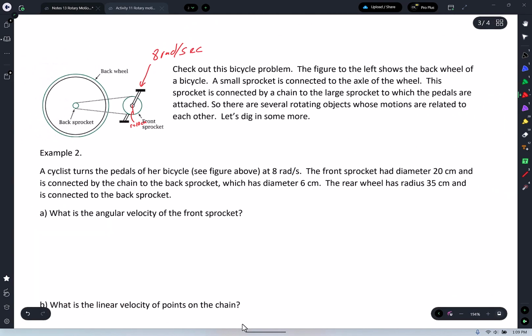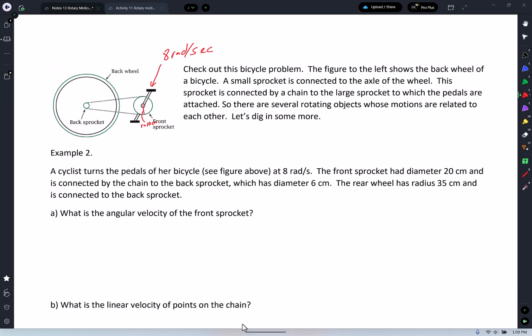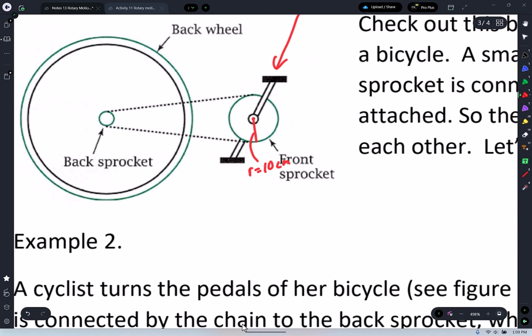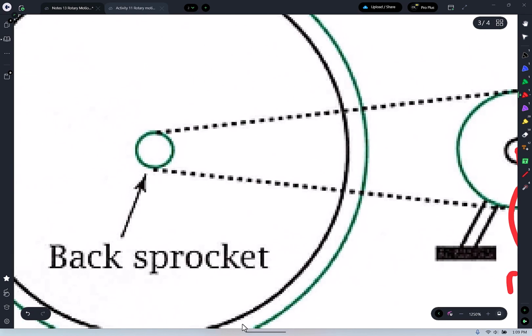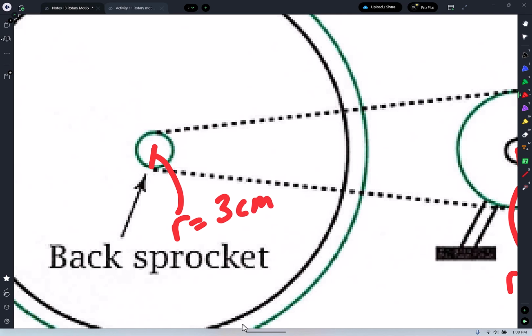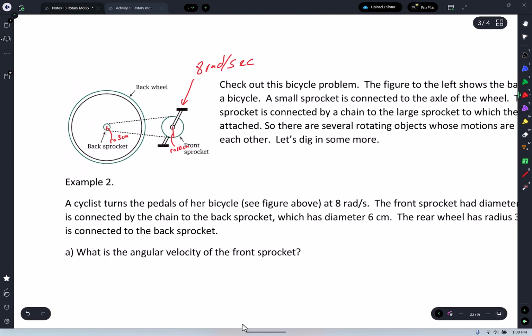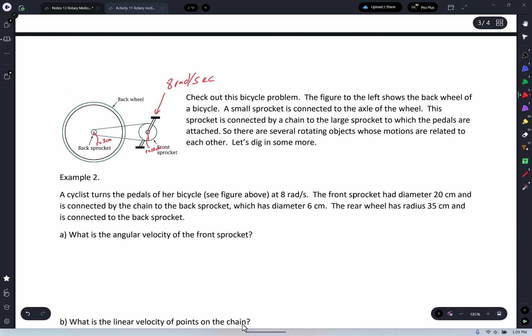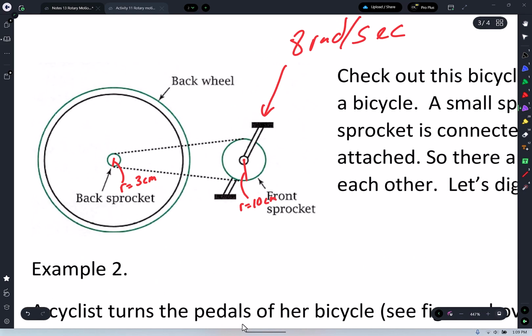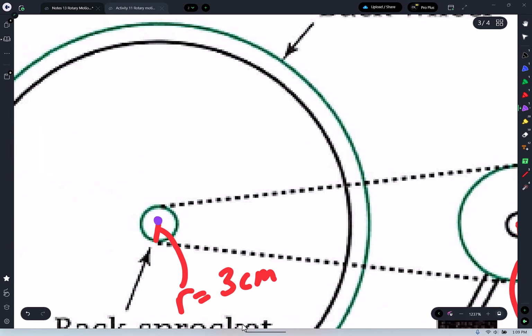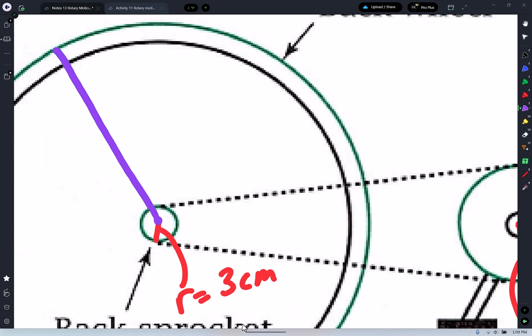All right. And it's connected to the chain by the back sprocket, which has a diameter of 6 centimeters. Okay, so I'm going to zoom into the back sprocket. The back sprocket has a diameter of 6, so that means the radius is 3. Is everyone okay so far? The rear wheel has a radius of 35 centimeters and is connected to the back sprocket. Okay, there it is. So I'm going to go from the center to the back of that wheel all the way there. How big is that?